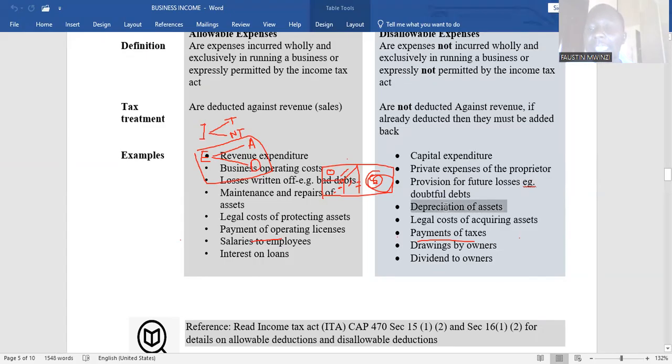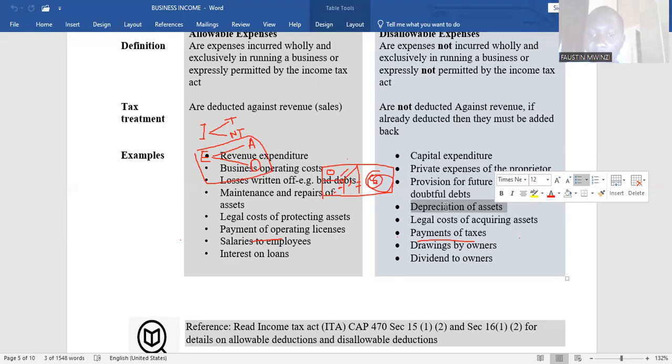Depreciation on assets is not allowable. Depreciation is not allowable because depreciation is an accounting estimate. It's not a real expense. It's not the way you pay salaries and you can show, I've paid this money somewhere. Depreciation, we call it a non-cash expense, is an estimate. You just say this asset is depreciating at 20%. Someone else will come over and tell you it is depreciating at 30%. So it's basically an estimate, is not allowable.